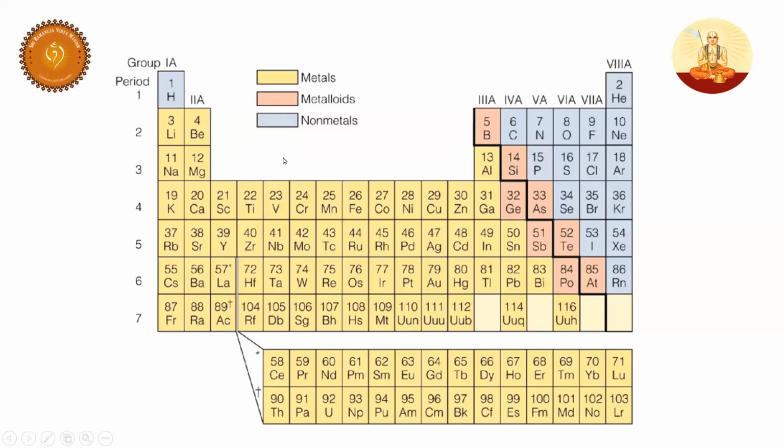So what are the gases in this periodic table? Hydrogen, nitrogen, oxygen, fluorine, chlorine, helium, neon, argon, krypton, xenon, and radon. These are gases. Students, H2, N2, O2, F2, Cl2 are diatomic. Bromine is a liquid. Helium, neon, argon, krypton, xenon, and radon are all monoatomic gases. So these are the gases.